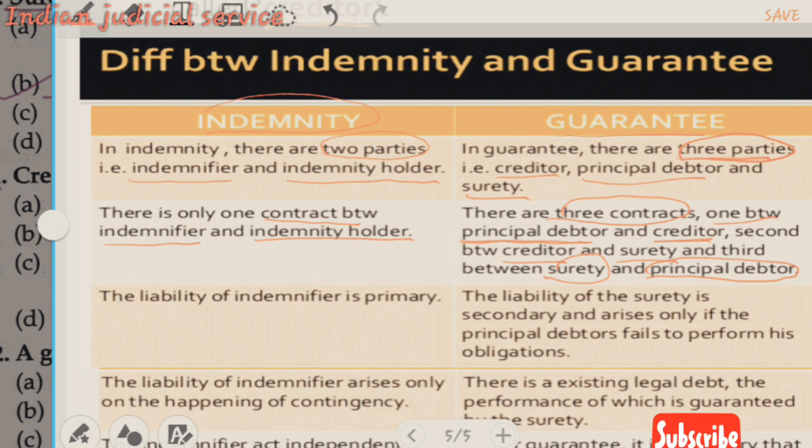Now come to the third one. The liability of the indemnifier is a primary liability. In a contract of indemnity, the liability of the indemnifier is primary, but in the case of guarantee, the liability of the surety is secondary and arises only if the principal debtor fails to perform his obligation. This is the most important point here.